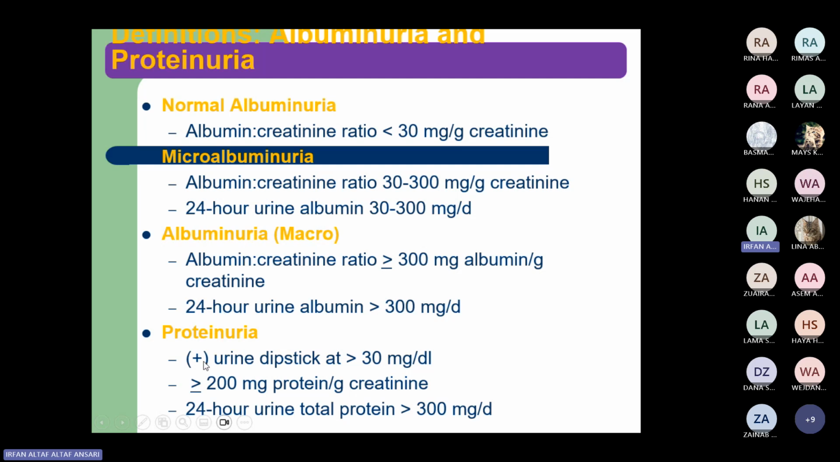While proteinuria is when there is a urine dipstick 1 positive, which usually corresponds to more than 30 milligrams per deciliter. When you do the spot, it is more than 200 milligrams of protein, and 24-hour urine total protein is more than 3 grams. So proteinuria is all protein. But when we talk about albumin, it is only about the albumin. In the urine, you might have albumin, some globulin, some fibrinogen, or some other protein coming. That time you call it protein. But when we talk specifically about albumin, this is the range for normal, micro, and macro.